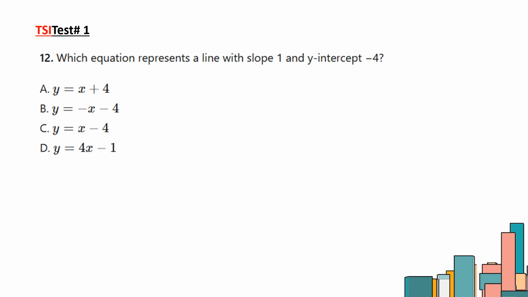Question number 12. Which equation represents a line with the slope 1 and y-intercept -4? This is kind of like what they prepared for you in the previous questions, right? So we still use the formula y = mx + b, and of course m is the slope, the y-intercept is b, so 1x, okay, minus 4.